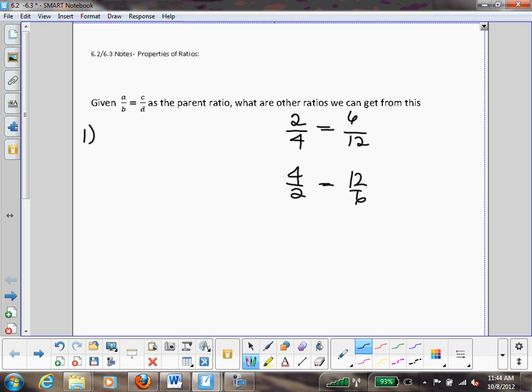Okay, so if this is my parent ratio, then to flip it, what would I write if I was dealing with variables? How would I write my next one? What would I do to show what she did over here? What would you do? B over A equals D over C. And these are going to be in note cards. Okay? You're going to want to do that. What's another one that we could do?